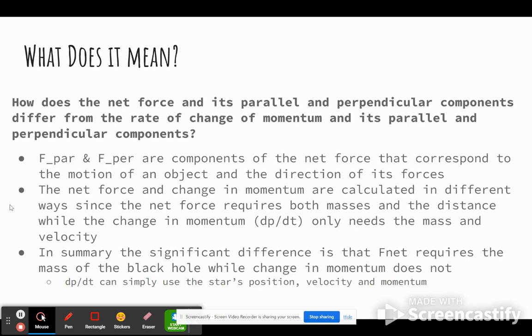F par and F per are just components of the net force that correspond to the motion of an object and the direction of its forces. The net force and change in momentum are calculated in different ways, since the net force requires both masses and the distance, while the change in momentum only needs the mass and velocity. In summary, the significant difference is that F net requires the mass of the black hole, while the change in momentum does not.